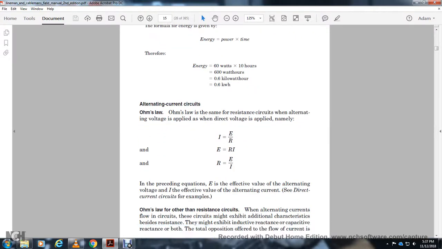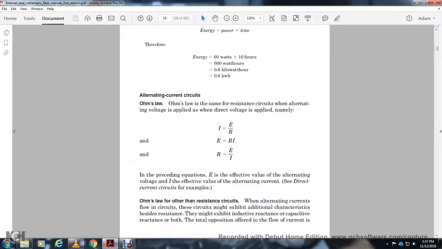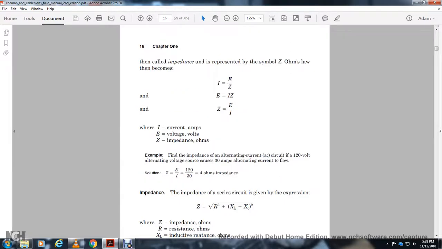For circuits other than resistance circuits, with alternating current flowing, the circuit might exhibit additional characteristics besides resistance, such as inductive reactance, capacitive reactance, or both. The total opposition to the flow of current is called the impedance, measured with the symbol Z. Ohm's law then becomes amps equal to volts over impedance, volts equal to amps times impedance, and impedance equal to volts over amps, where I is the current in amps, E is the voltage in volts, and Z is the impedance in ohms.